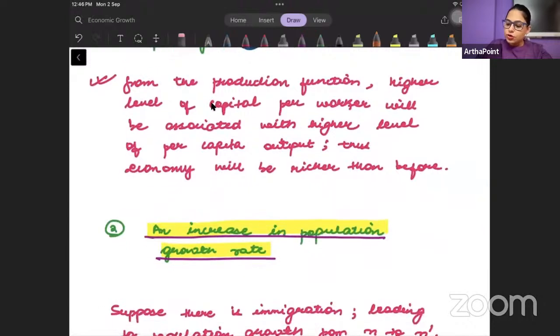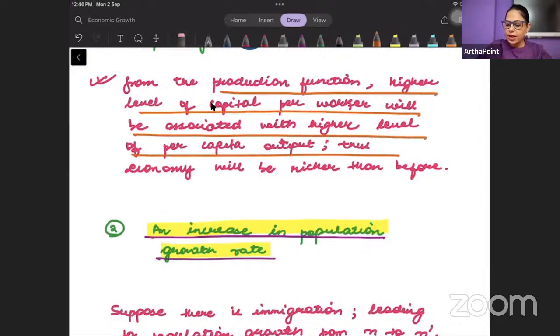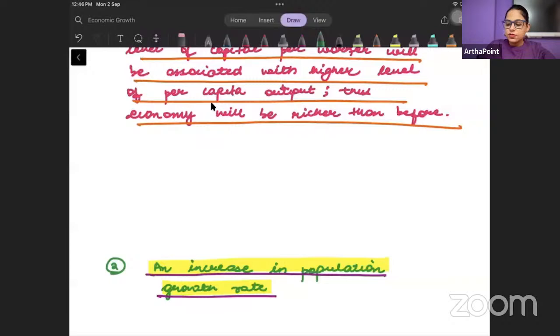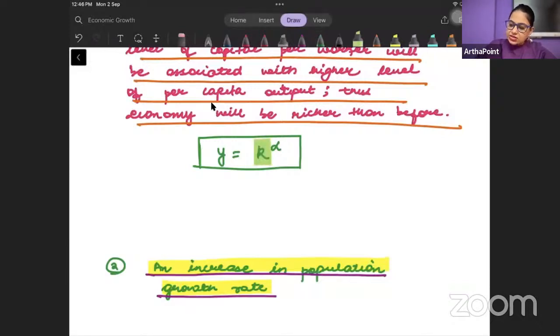From the production function, a higher level of capital per worker will be associated with a higher level of per capita output. Thus, the economy will be richer than before. Now, you remember what our production function was? Our production function was y is equal to k to the power alpha, right? So if this k, the k at steady state, has increased, won't y also increase? y will also increase. If this is increasing and y is k to the power alpha, then y will also increase.